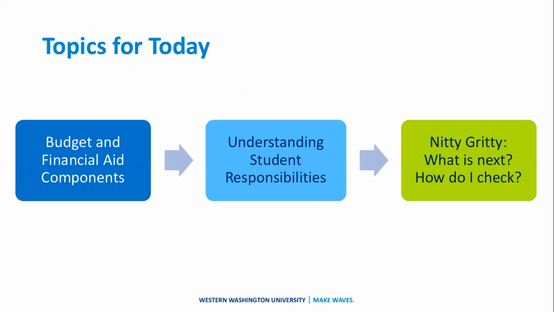All right, so for just a brief overview of our topics for today, we'll start out with just some general basics of financial aid, including components that a student might see in their financial aid offer, as well as the budget, sometimes known as cost of attendance. And then we'll move into some student responsibilities that are important for you as a student to understand to ensure that you're maintaining your eligibility for financial aid. And then we'll finish up with some of the nitty-gritty. So you might have questions regarding what is next or how do you check. We'll answer those for you. And then also move into some common frequently asked questions that we see a lot and do our best to answer any questions that you might have in the Q&A chat box.